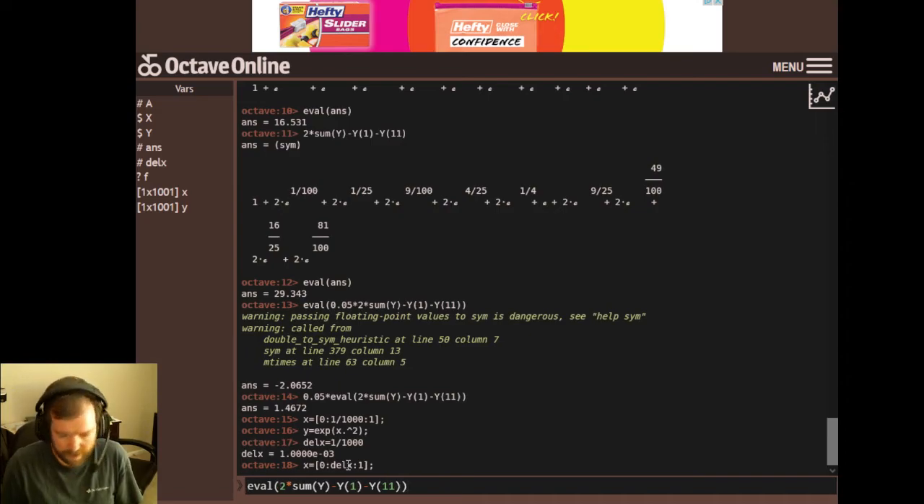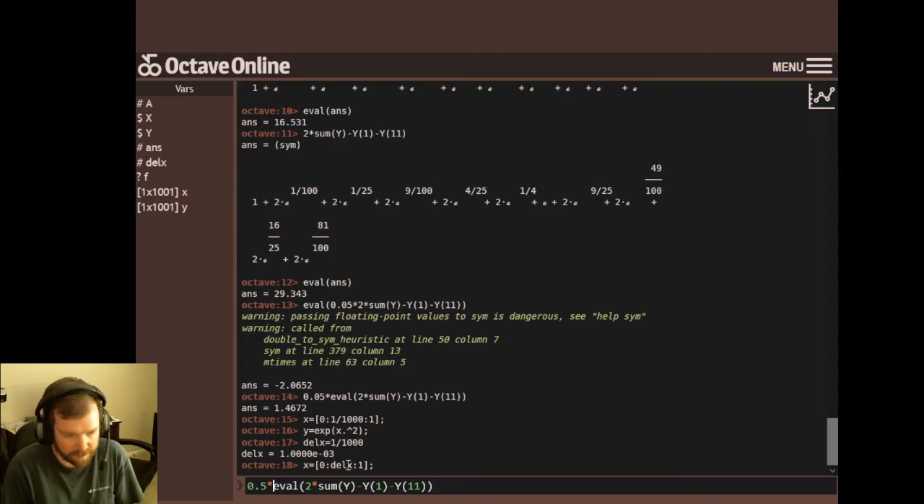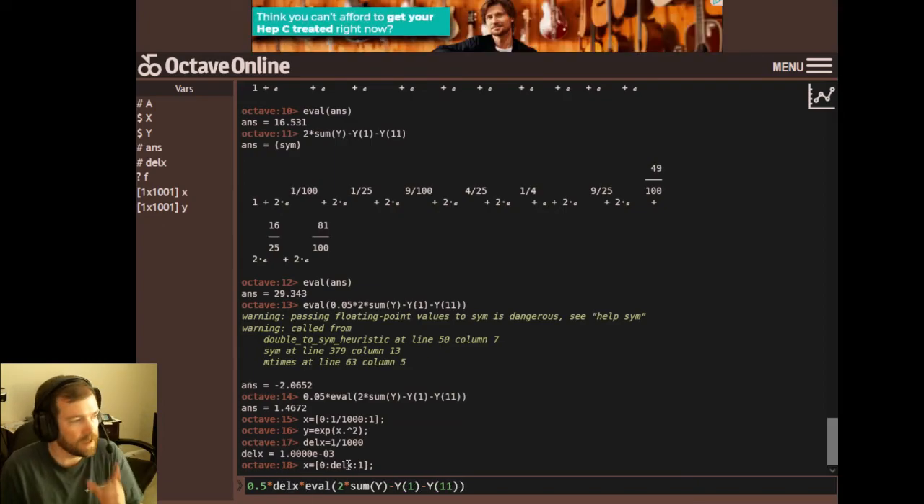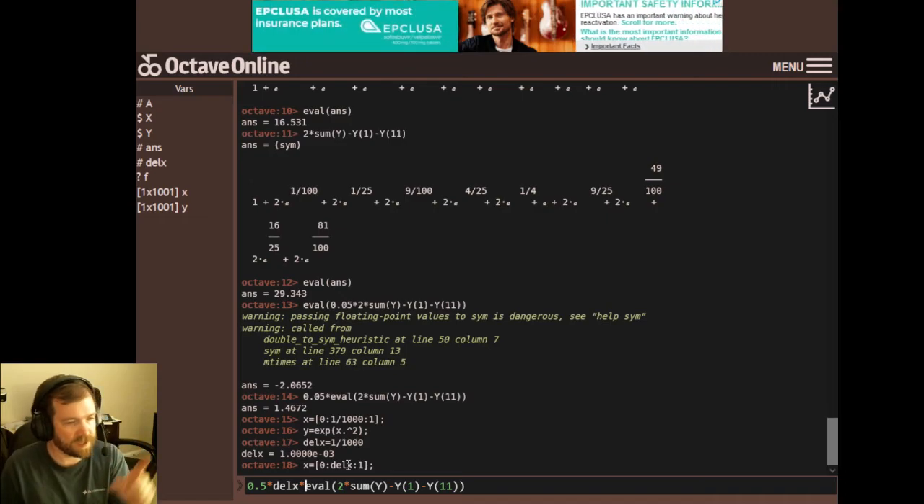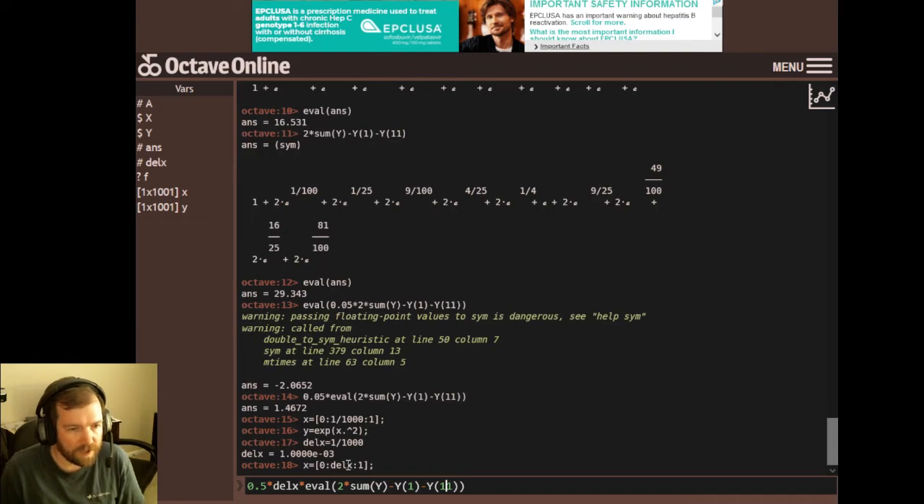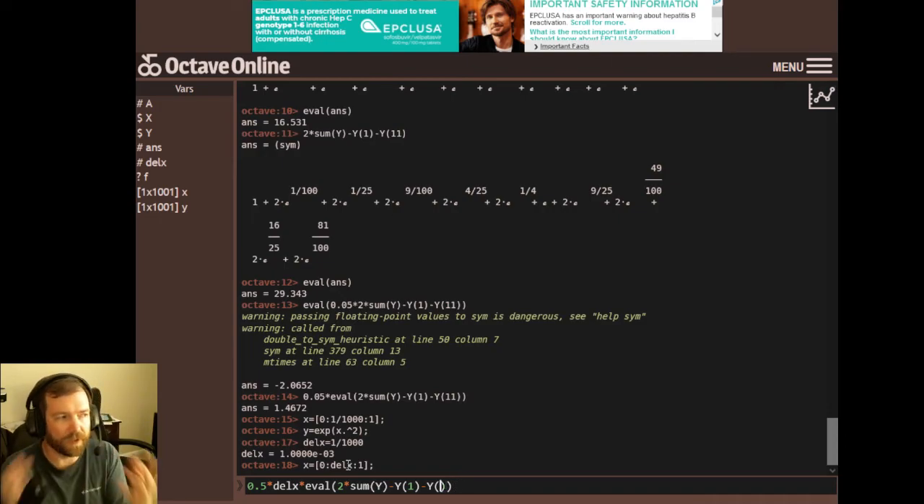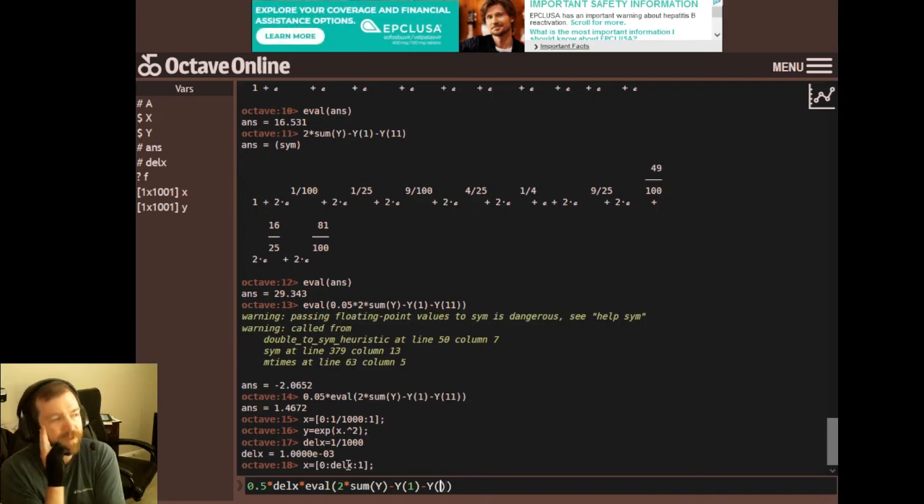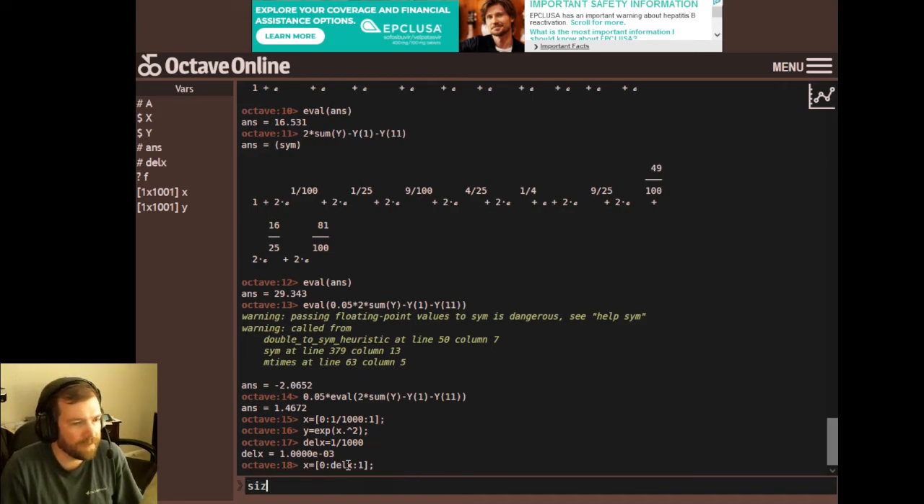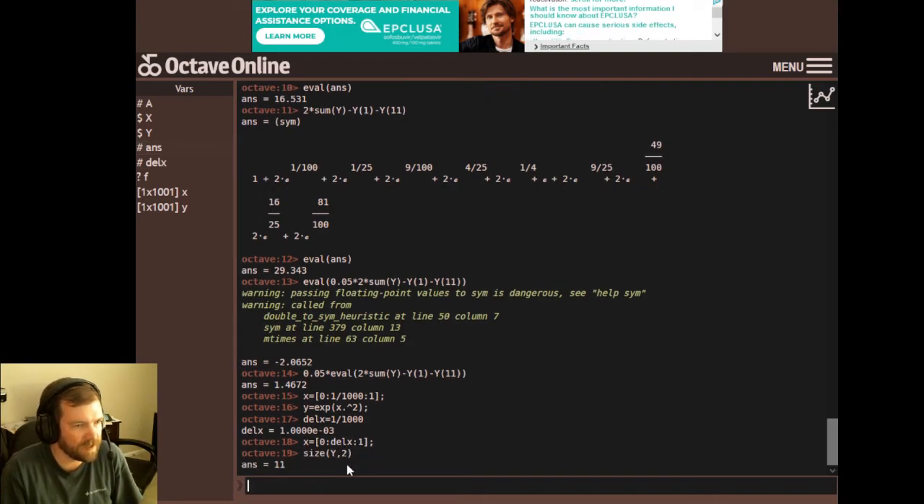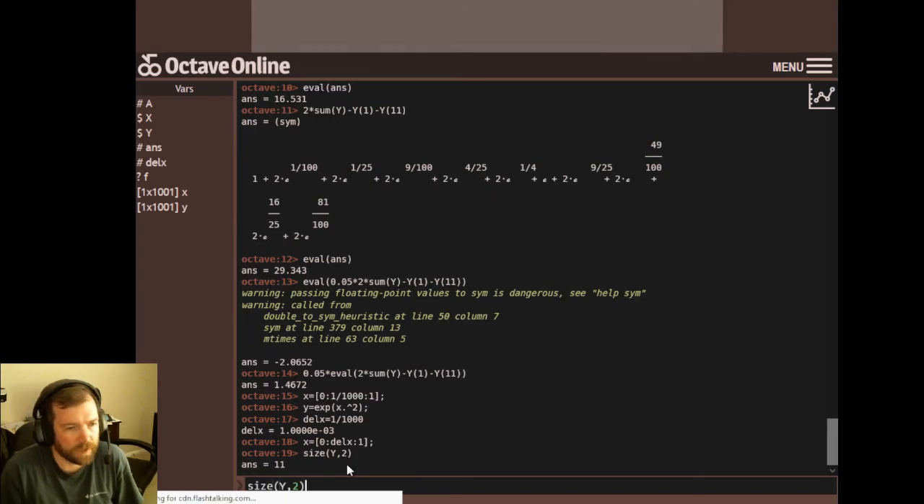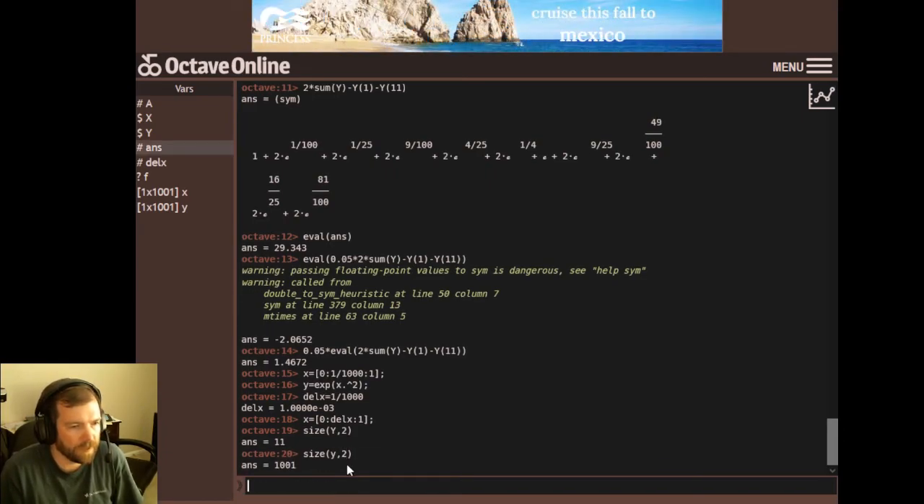I'm going to evaluate this: 0.5 times del x times evaluate twice the sum of y minus y1 minus, and really this should be like the last one. Now, I don't remember how to do this exactly, but I think size of y second dimension tells us it's 11. Oh, yeah, that makes sense. Little y is 1001.